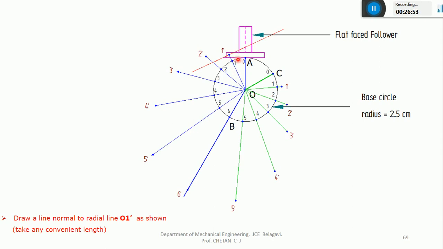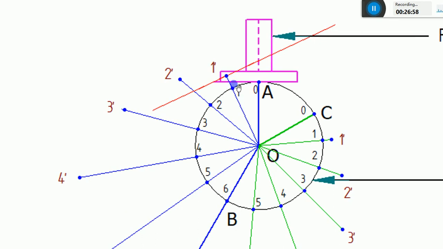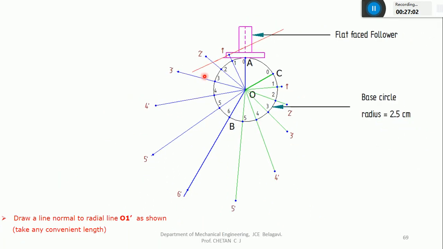This is perpendicular to this first radial line. You can see the angle. You can zoom into this area. So this angle has to be 90. So you can see, draw a line normal to radial line O1 dash. So this is O1 dash and this is the normal line.